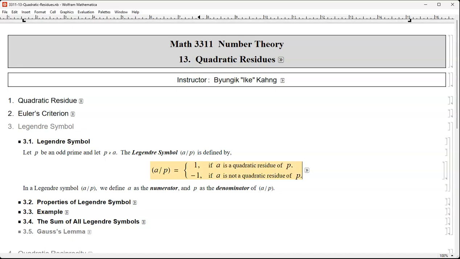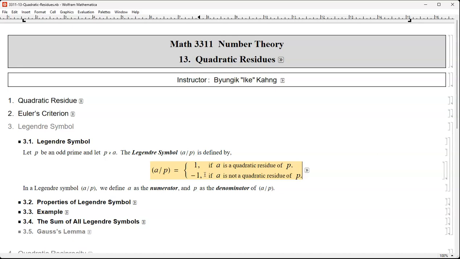Let p be an odd prime and let p not divide a. In other words, a is non-zero modulo p, as usual. We define the Legendre symbol (a over p) as +1 if a is a quadratic residue of p, and -1 if a is a non-residue of p. And then we use not just abuse of notation but abuse of terminology and call a and p the numerator and the denominator of the Legendre symbol. I'll try not to use those kinds of terms, too confusing.